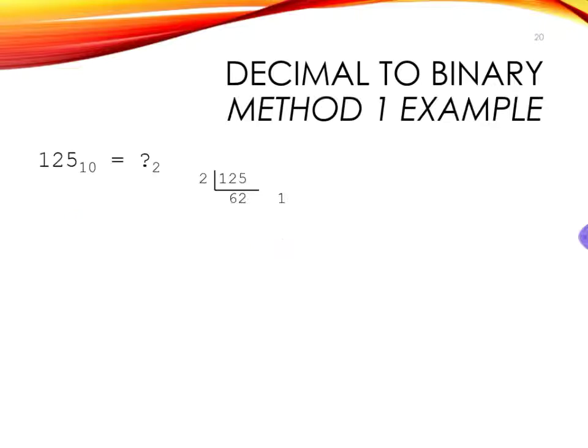So let's see how this works out. So let's say we have 125 in a base 10 number, and we would like to find the binary equivalent for that. So 125 divided by 2 is 62 with a remainder of 1. 62 divided by 2 is 31 with a remainder of 0. 31 divided by 2 is 15 with a remainder of 1.